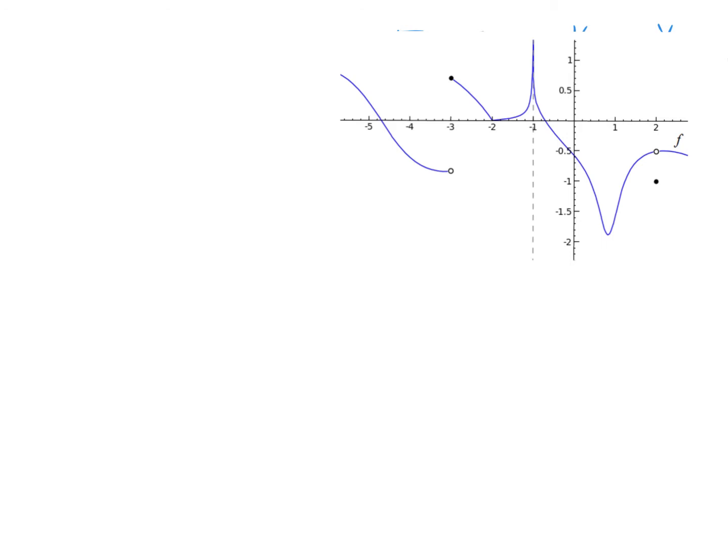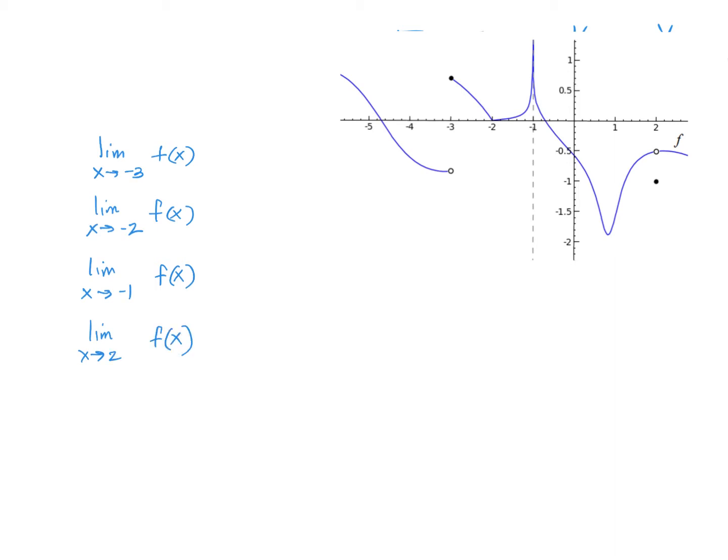And so we are going to find the limit as x approaches -3 of f of x, the limit as x approaches -2 of f of x, the limit as x approaches -1 of f of x, and the limit as x approaches 2 of f of x.